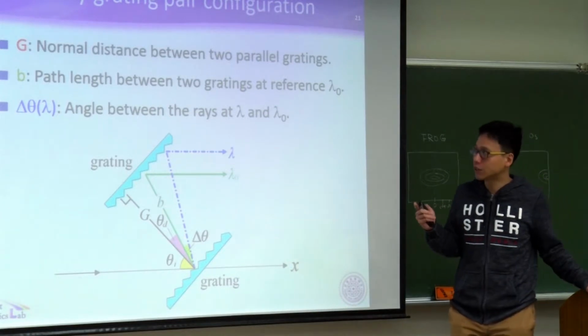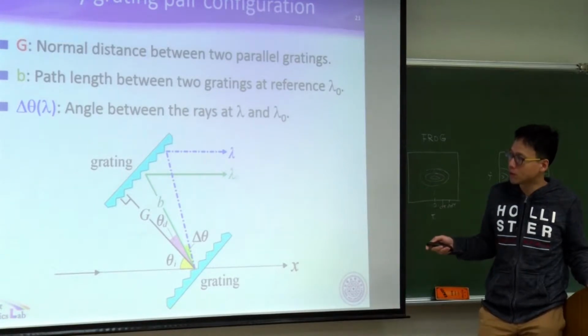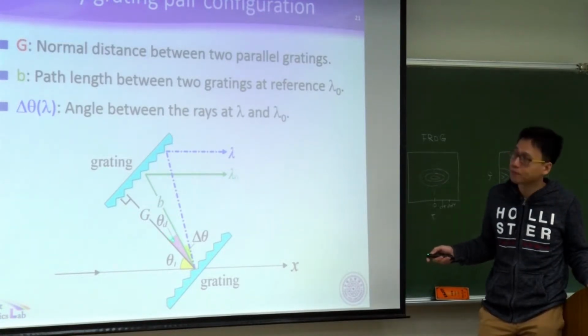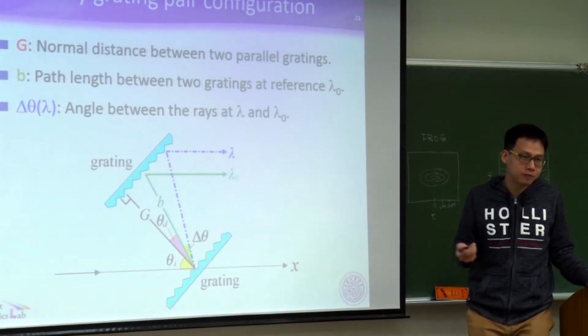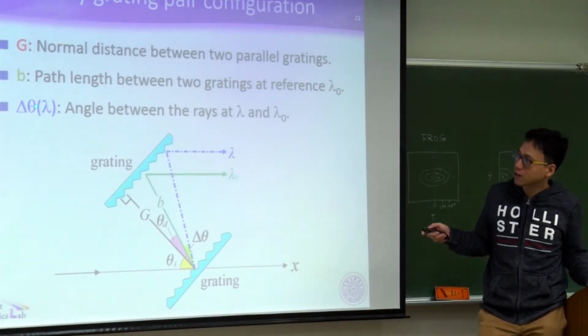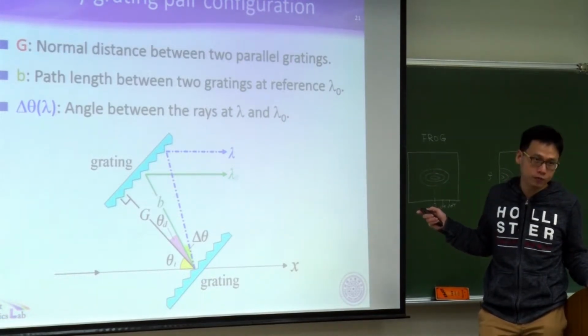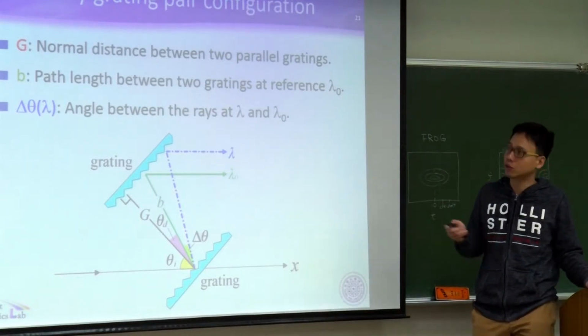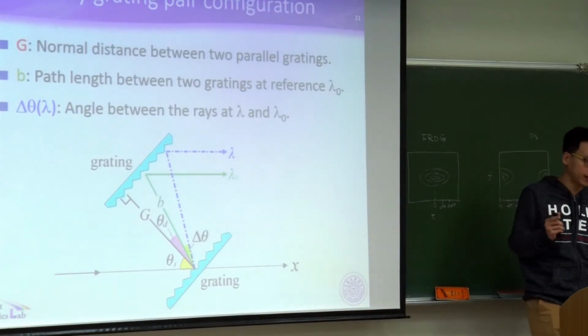Okay, so in this slide, we define 3 parameters. Big G, which is the normal distance between the 2 gratings. Small b is the path length between the 2 gratings, but only for the reference ray, lambda 0. Delta theta is a function of lambda. It is the angle between the rays at the wavelength of interest, lambda, and the reference ray at wavelength lambda 0. Okay, so 3 parameters, G, b, and delta theta, defined in this slide.